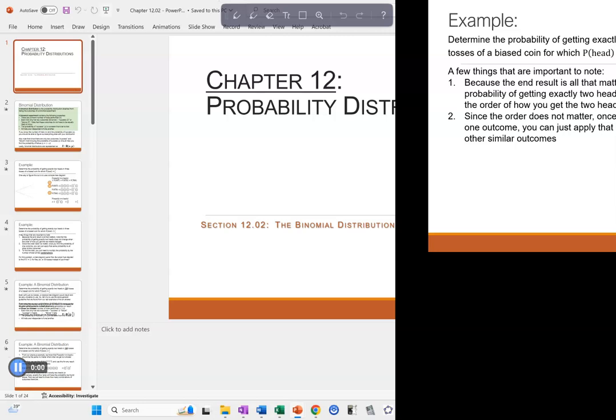And since the order did not matter, once we find the probability of one outcome, we find the probability of one of those 3 situations. We could just figure out how many times I can get 2 heads and multiply that probability by the number of ways that can occur. So what we're talking about here is something called a combination. That's the number of ways something can occur, the number of combinations. So the number of ways you get 2 heads in 3 tosses.